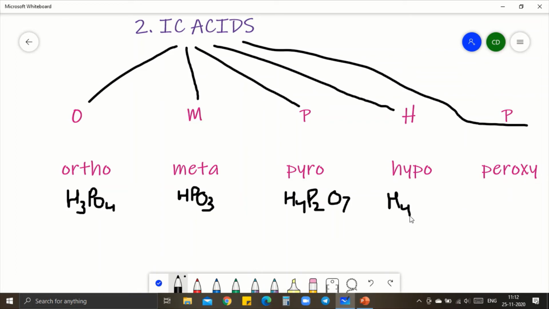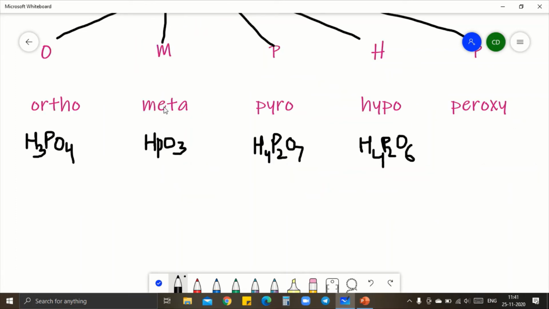So H4P2O6. Now coming to peroxy, add one oxygen atom to orthophosphoric acid. Then H3PO5. This is peroxyphosphoric acid.